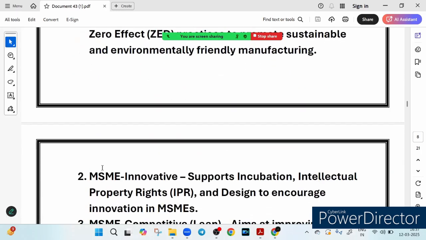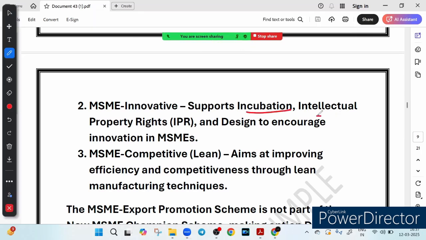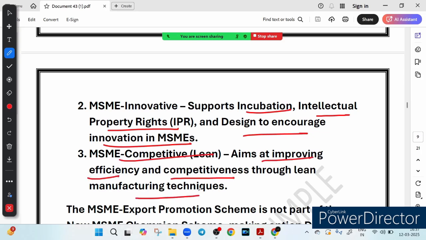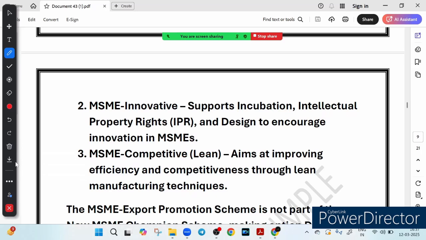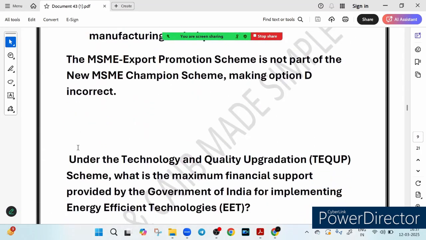The second part is called MSME Innovative. What does innovative stand for? Incubation, right? It supports incubation and intellectual property rights, designed to encourage innovation in MSMEs. And the third is Competitive. It aims at improving efficiency and competitiveness through lean manufacturing techniques. So you must understand these 3 parts of this Champion scheme, right? So this export promotion scheme is not a part of the Champion scheme.